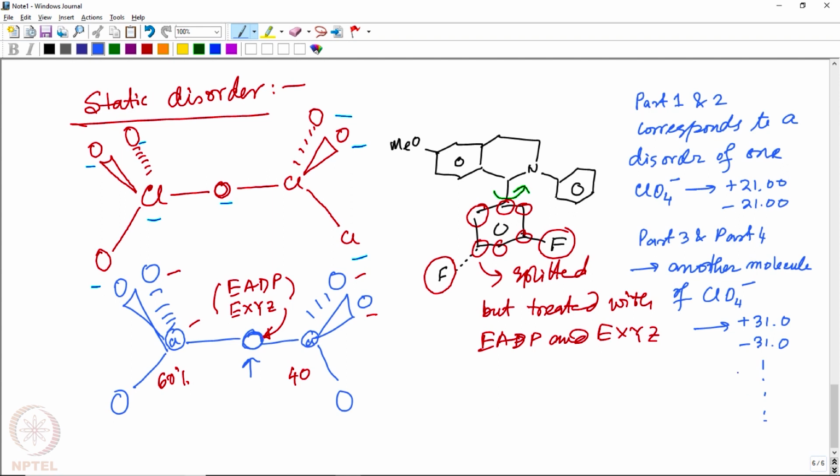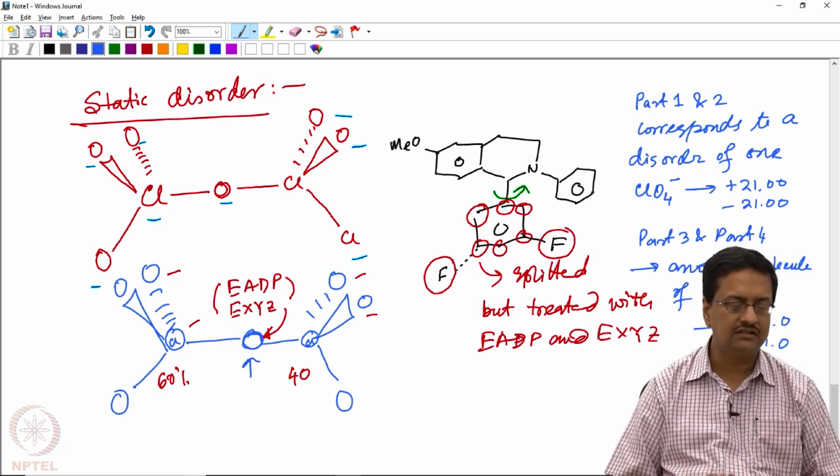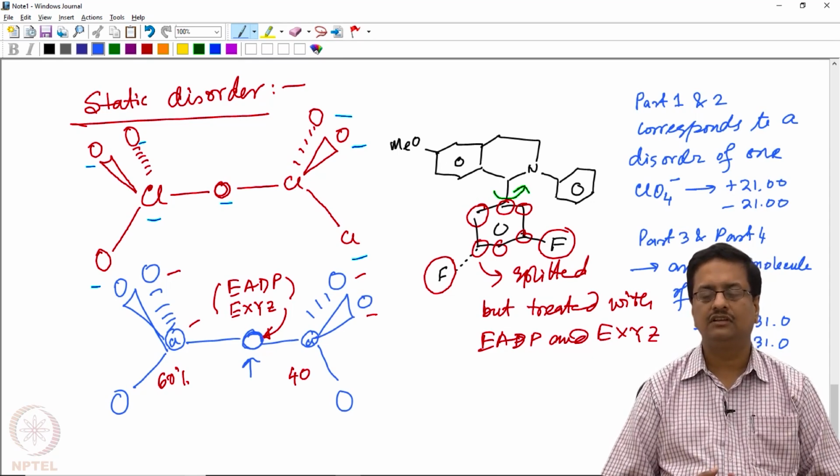At this point, I would like to mention one important aspect. These disorders that we are discussing are treatable disorders using SHELX, because these are intrinsic disorders which were incorporated either by temperature effect or by crystallization effect. But there are certain kinds of disorders which we have encountered in many crystal structures, which is a random disorder. And that random disorder is a result of a thermal shock given to a crystal.